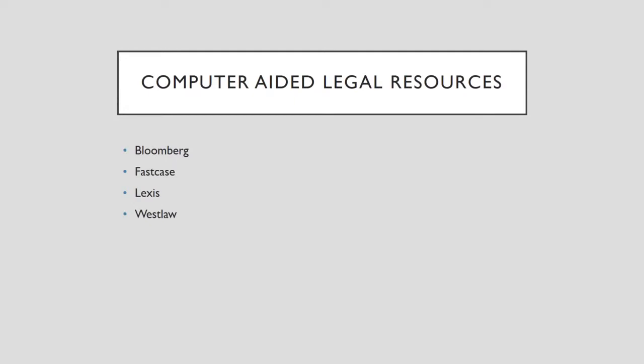So we're going to look at the computer-aided legal resources, Bloomberg, Fastcase, Lexis, and Westlaw. We're going to look at their terms and connectors and their natural language. And after we finish this, we're going to run a search, and we're going to see how the searches come back.